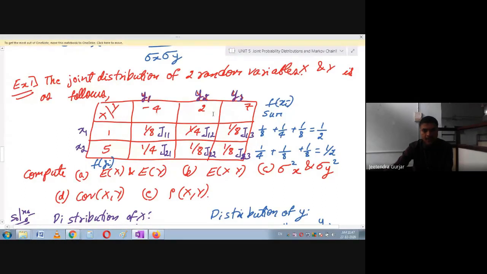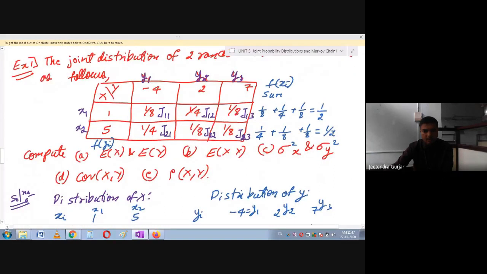So x they have given, y they have given minus 4, 2, 7, and here they have given 1, 5. So these are the values j11, j12, j13. You have to calculate the sum of all f of xi's. They are nothing but 1 upon 2, 1 upon 2. Similarly, you are going to find the sum of yi's.